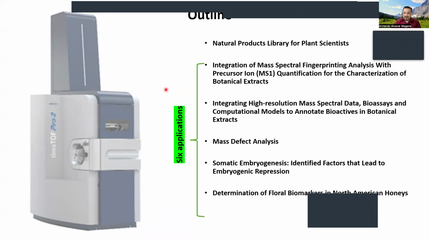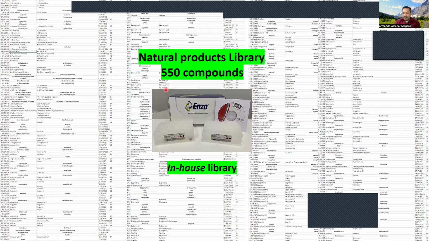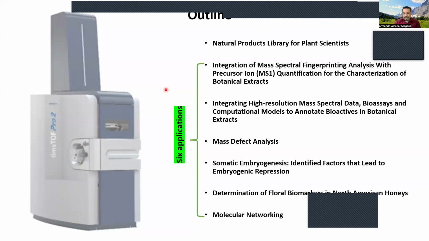And we work a lot with honey in this lab, so we are working on determination of floral biomarkers. Basically, we are trying to see if the honey that we are buying in the market is from the flower that they say it is. And a little bit of molecular networking, since you have had some talks on it in the past here. I'm going to go very briefly through most of them. I just have a few slides to give you the idea of what we can do with these mass spectrometers, and then hopefully we can have a discussion about your ideas and how we can help in the future.